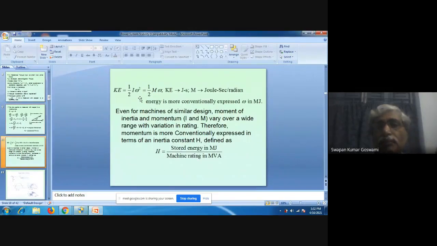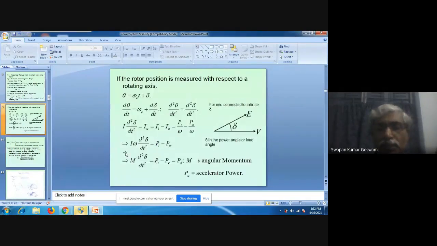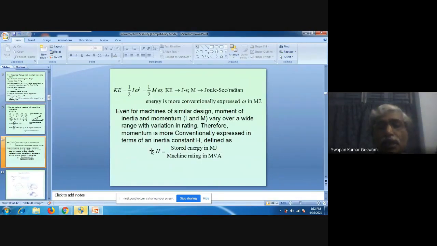Generally the value of M is not available, so instead of M, people actually use H. How may H be represented? H is the stored energy in megajoule, that means half M omega, divided by the machine rating, the capacity of the machine. So we have a relation between H and M, and M will be replaced by H from this expression.